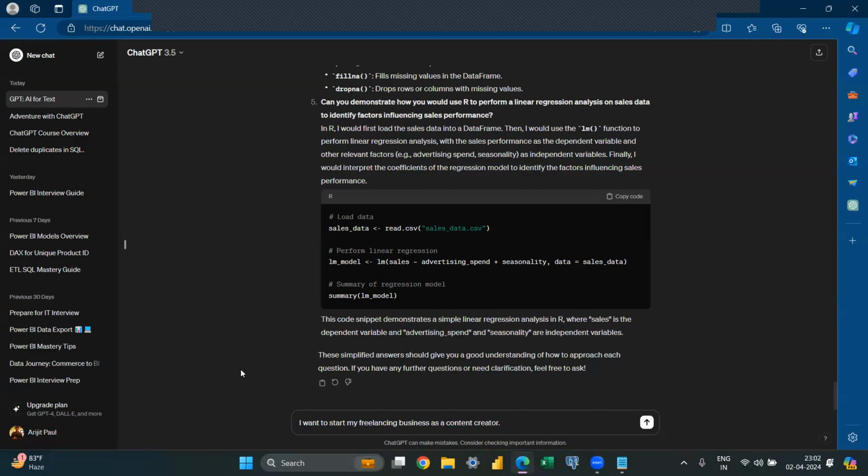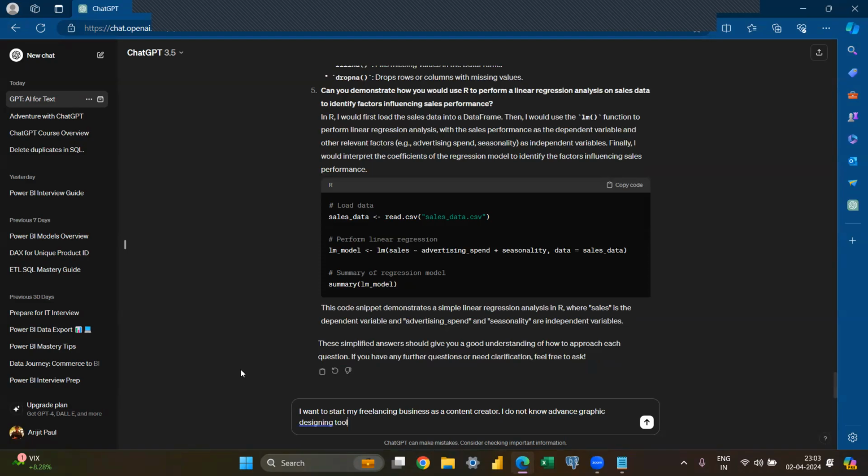Okay, suppose we want to be a content creator. I do not know advanced graphic designing tools, just saying that we don't have that knowledge. I have an idea about MS Office and Canva. Let's just omit MS Office from this and include Canva. I have a basic idea about Canva.